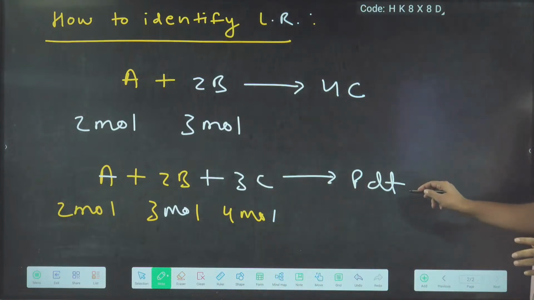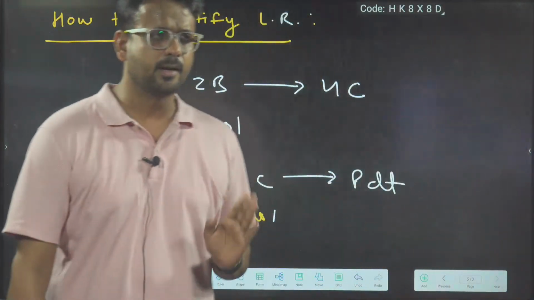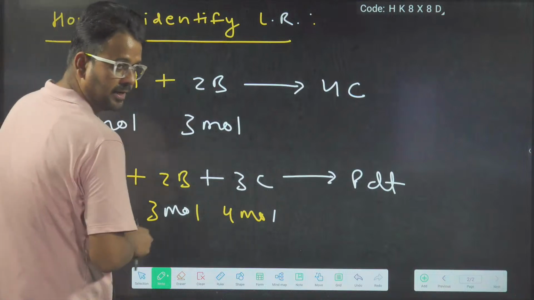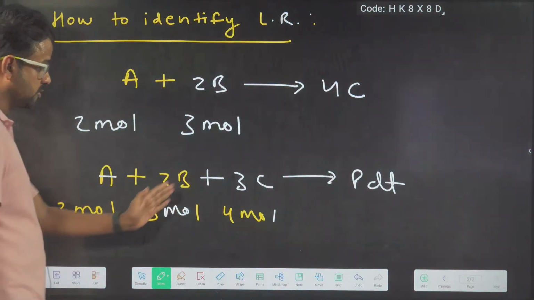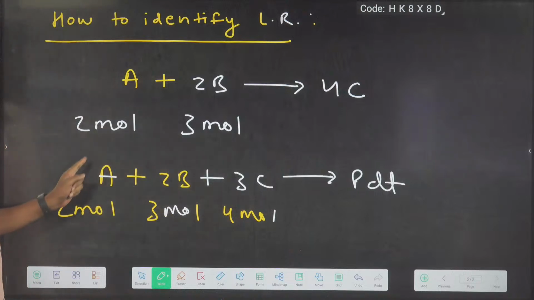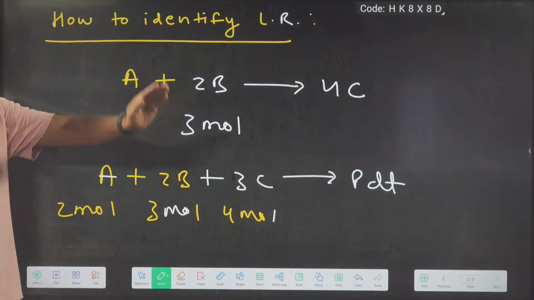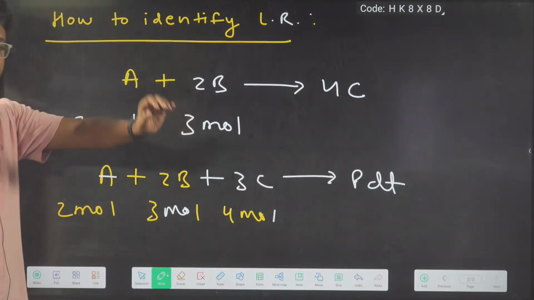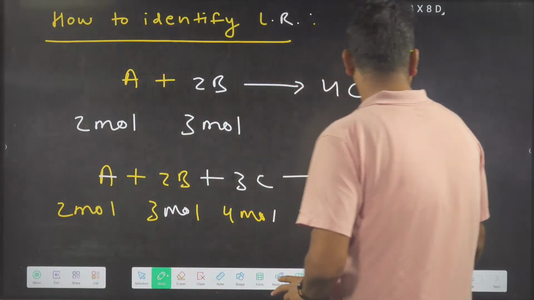PDT stands for any product. We are not interested in that right now. So this ratio is 2:3 and this ratio is 1:2. Similarly, this ratio is 2:3:4 and this is 1:2:3. So whenever the ratios of initial moles and stoichiometric coefficient are different, then only one reagent is limiting reagent. You can't say that both reagents are limiting.